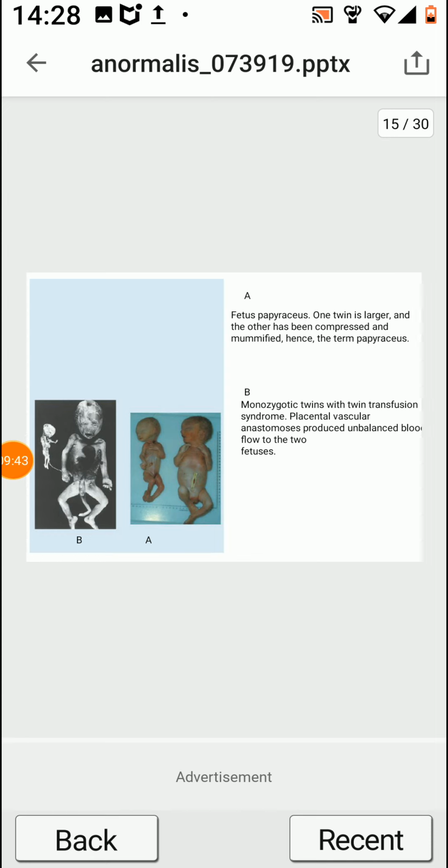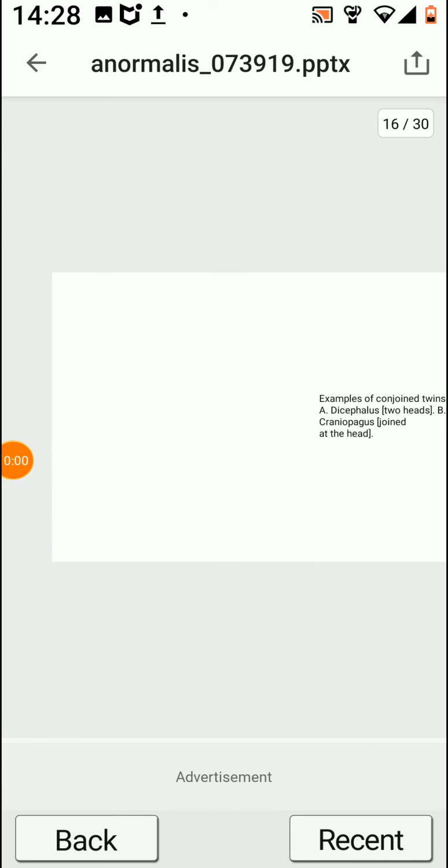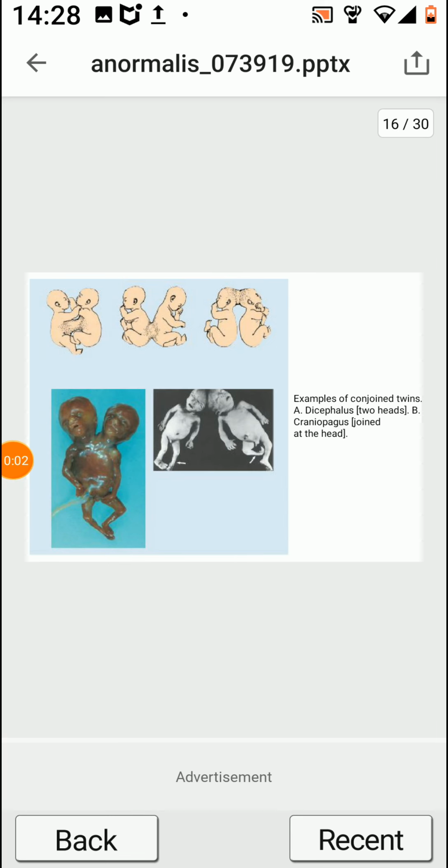In monozygotic twin transfusion syndrome, we have the placental vascular anastomosis. They cause what we call unbalanced blood flow to the two twins. So you're going to see that one of them is larger and the other one is smaller. So, yeah, these are conjoined twins still. The dicephalus, you remember, and craniopagus, where they're joined by two heads.